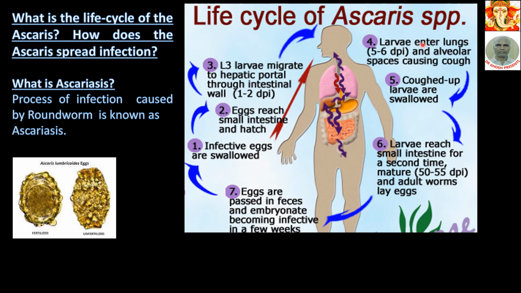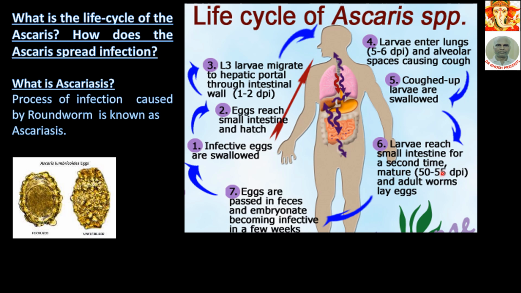The coughed-up larvae are swallowed. Again, the coughed-up larvae are swallowed. Larvae reach the small intestine. Note how things happen step by step. From hand it goes to mouth. From mouth it goes to intestine. Intestine to portal system. Portal system again to lung. From the lung, these are coughed up and swallowed, and again go to the small intestine. This is the second time.